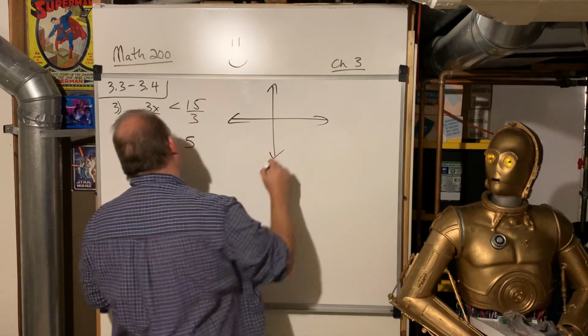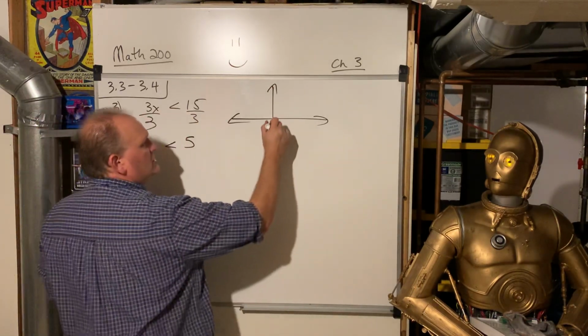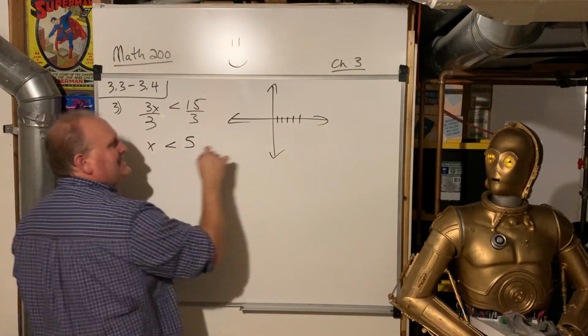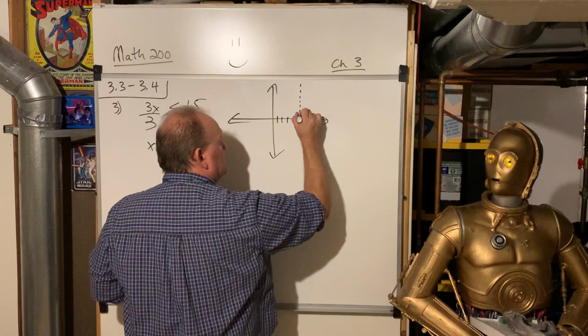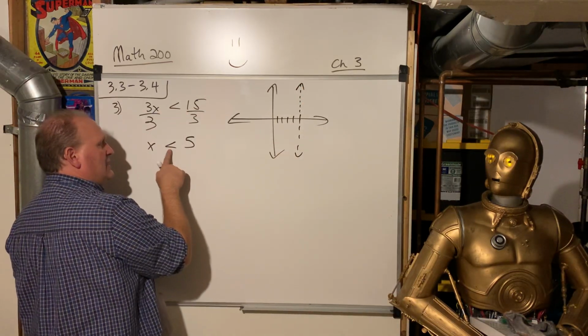It's an x. Remember, x equals is a vertical line. So if this were x equals 5, we would just go 1, 2, 3, 4, 5 and draw a vertical line. This is going to be a dashed vertical line because it's greater than or less than, so that's dashed.